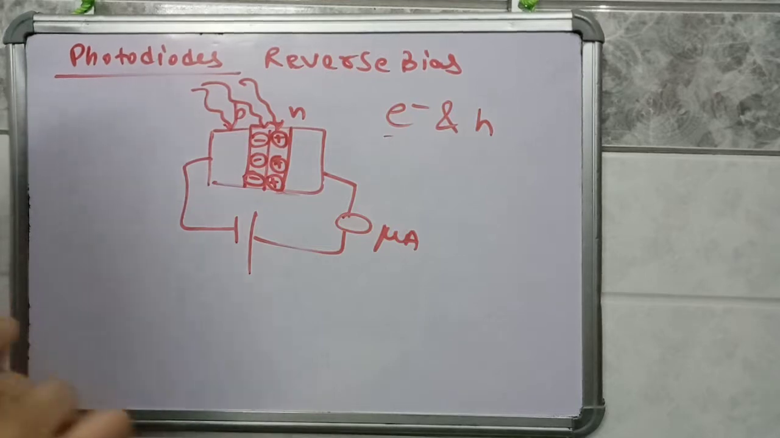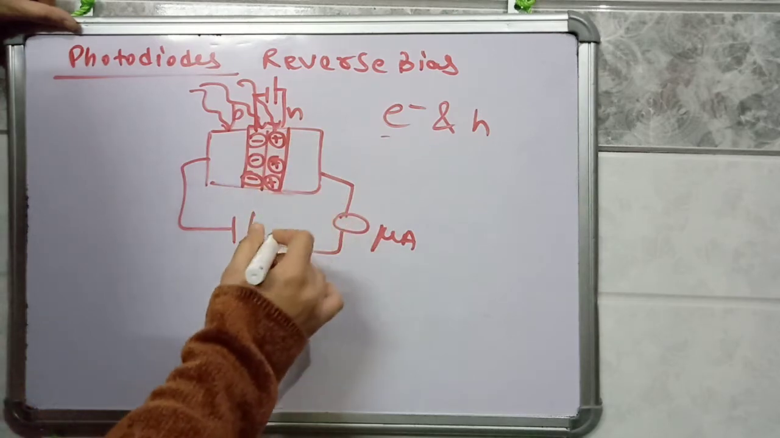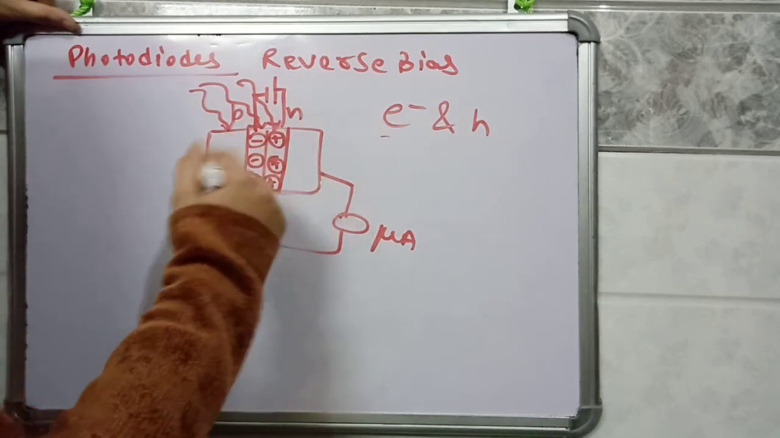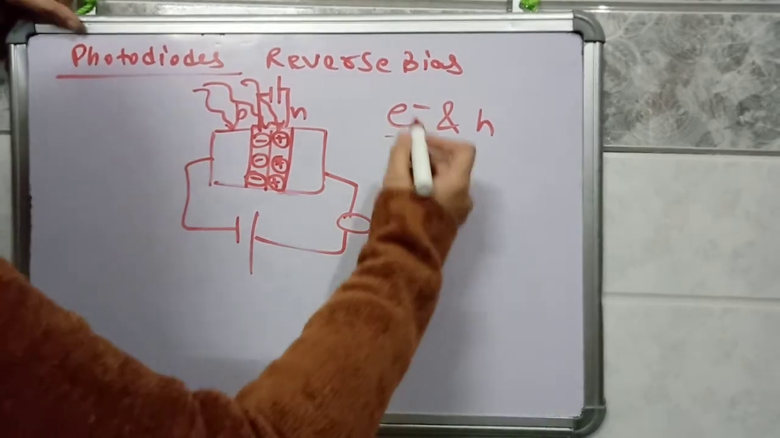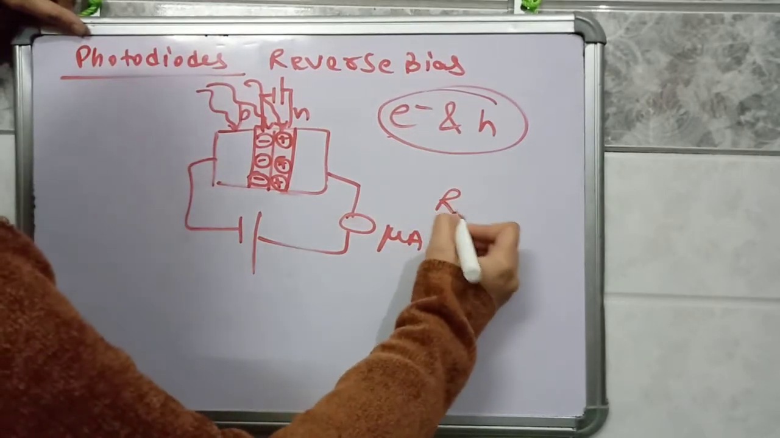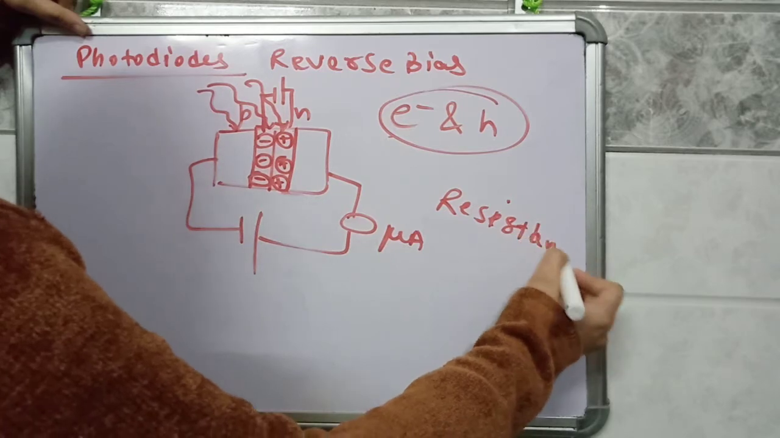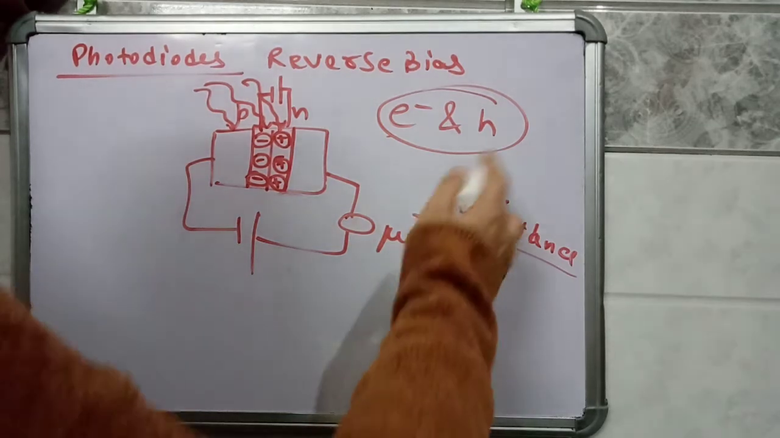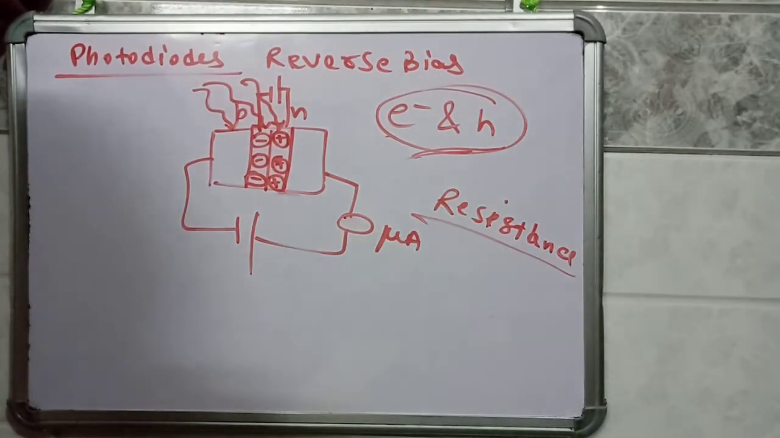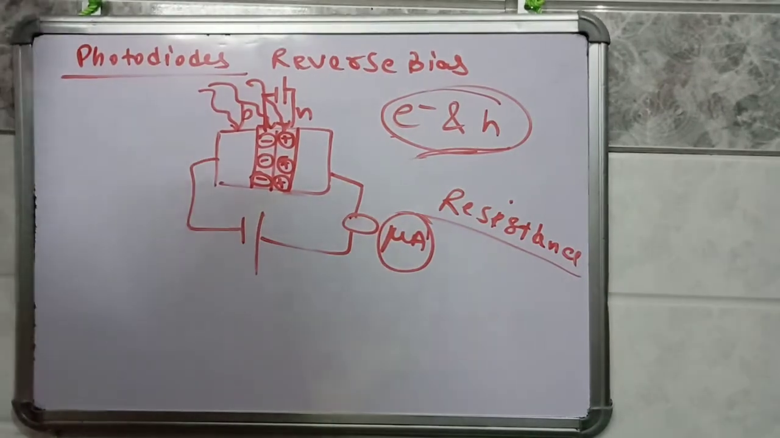When an electron and hole pair is generated, due to this battery voltage, electrons will travel to the n side and holes will travel to the p side. So there will be a change in resistance of this photodiode. This change in resistance arises because electron and hole pairs are generating. More electrons means lower resistivity. So if the resistance value is decreasing or increasing, then the current flowing in this circuit will also change.